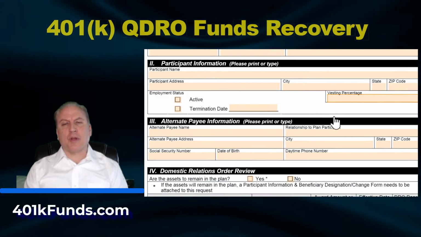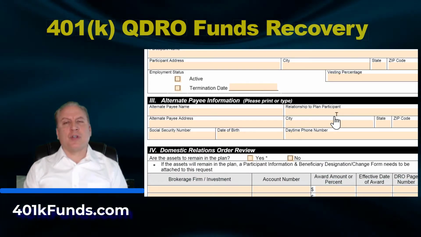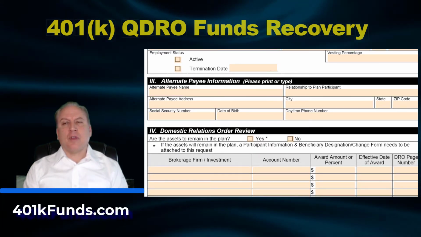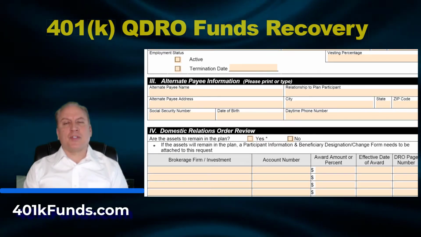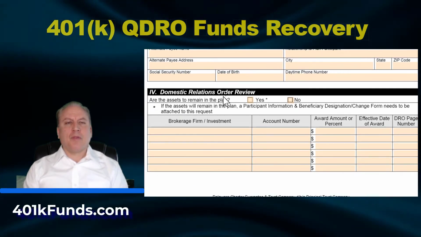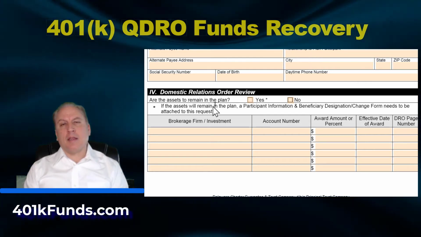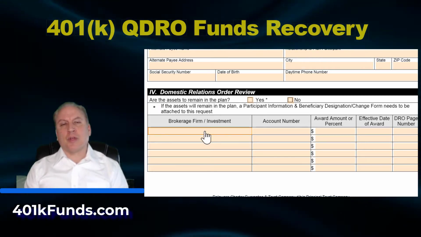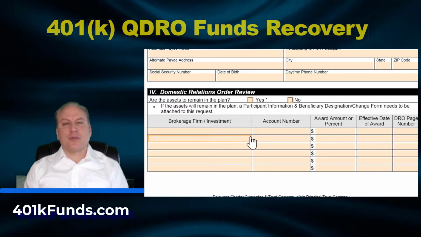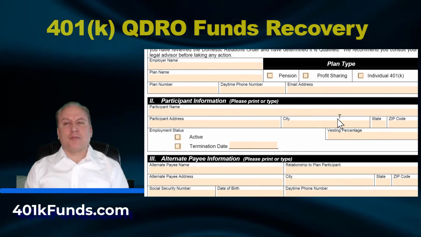Vesting percentage is important. We'll get to that later, how the vesting may affect the distribution of the QDRO. And then the alternate payee. This is the party who will be receiving a portion of the distribution. And then below that, there's a selection whether or not the assets are going to remain in the underlying plan, or if they're going to be transferred to another brokerage firm, bank, or financial institution, with account numbers and percentages, that type of thing. This is an example of a type of form.